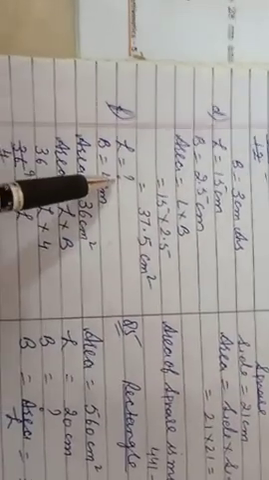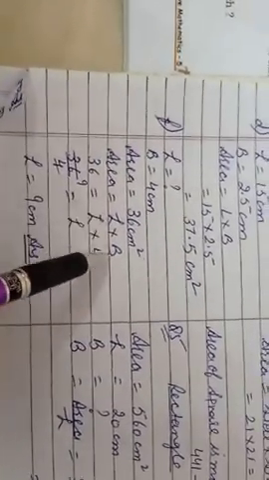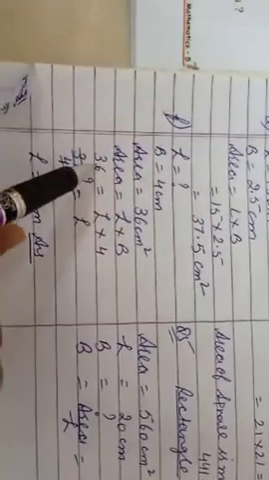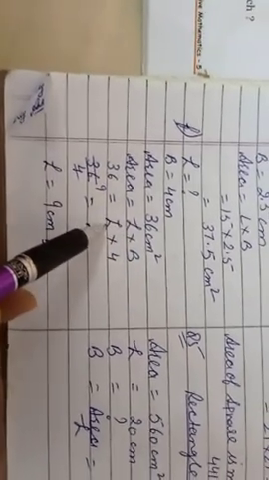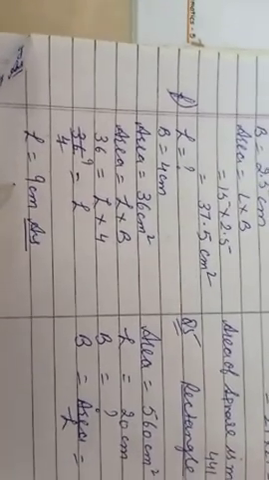F part, you are asked to find out length, width is given, area is given. So area is equal to what? L into B. Let's put the value. Area is 36, L we need to find out, width is 4. Now what will be L? Take 4 this side, 4 9s are 36, length is 9 centimeter.